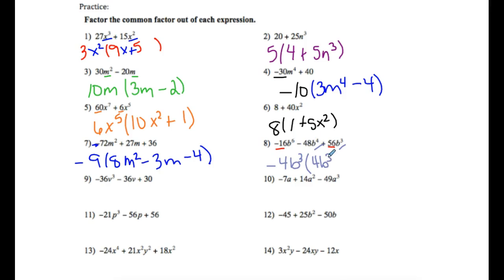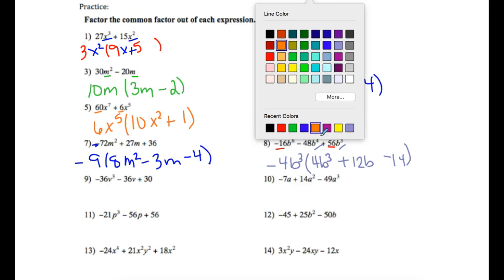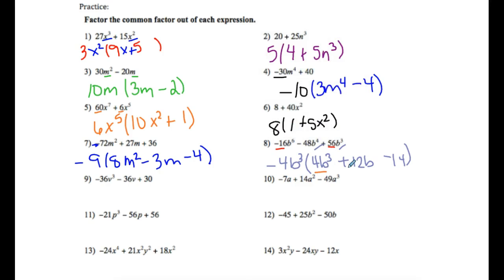Negative 48 divided by negative 4 is positive 12. 4 minus 3 is 1. Negative 56 divided by negative 4 would be negative 14. Okay, and then b cubed, those b's would cancel. As I look at what happened here, hopefully you notice that every number left is still even, which means I can also take out a 2. So I'm going to say negative 4b cubed times 2, and then I'm going to factor out.